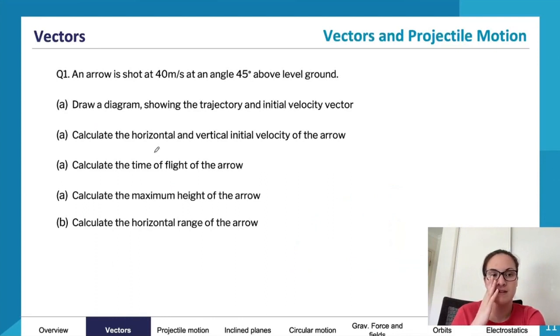Alright, so let's get started on some questions. So we've got here an arrow is shot at 40 meters per second at an angle of 45 degrees above level ground. So we're going to do A on this page. Draw a diagram showing the trajectory and initial velocity vector.